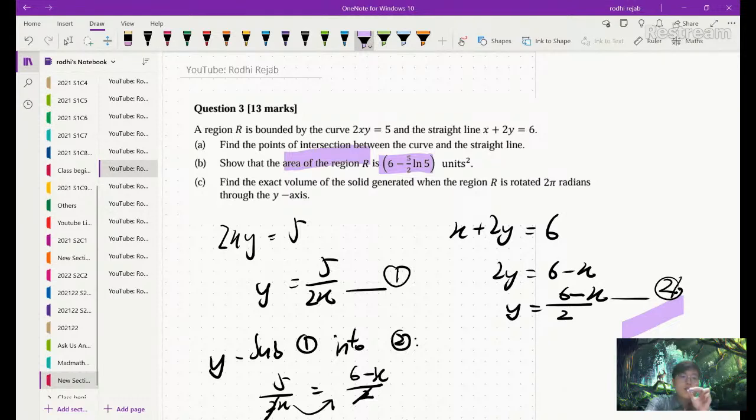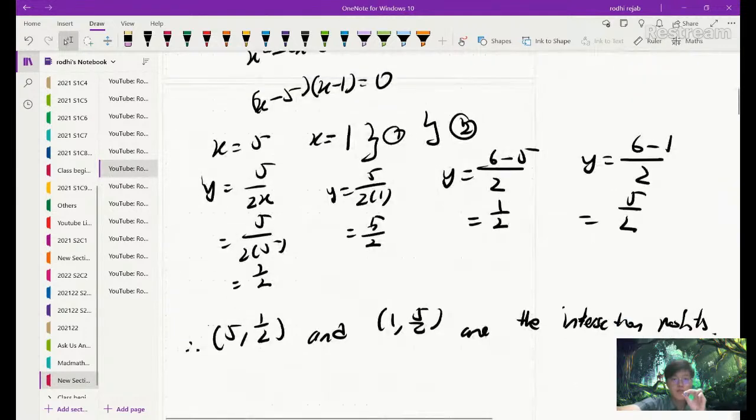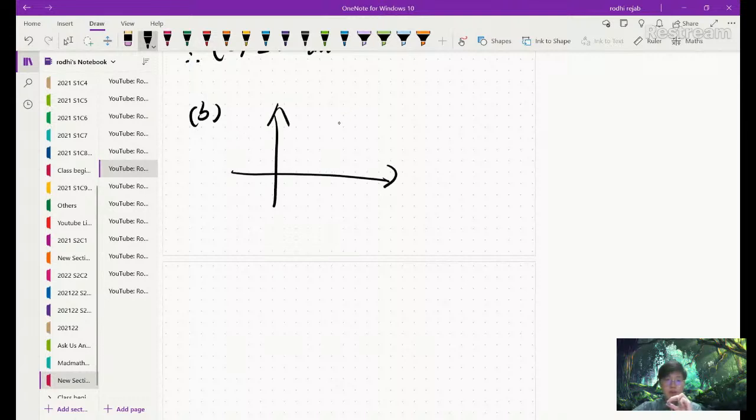So, to solve an area question, even though this question is not asking you to draw the graph, I recommend you draw the graph first, because it can help you understand more clearly what the question is asking. So, draw the graph first. Okay, we draw the curve first.